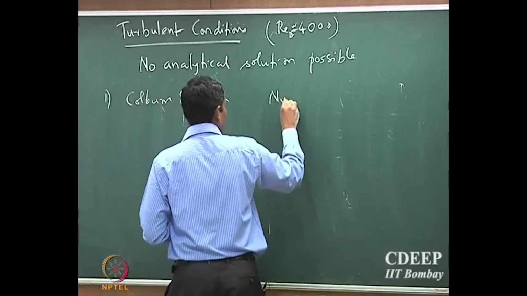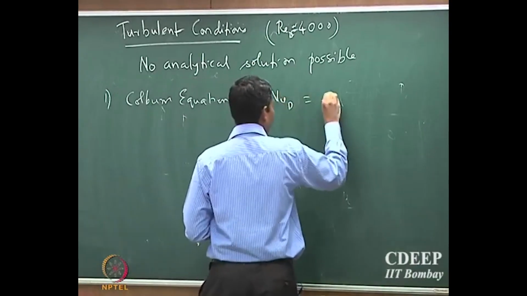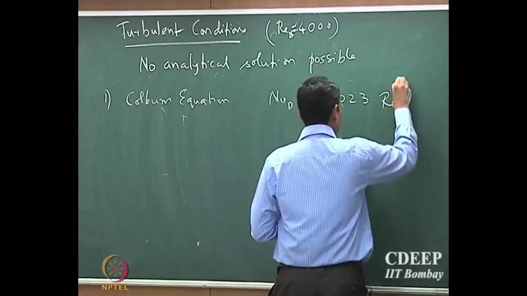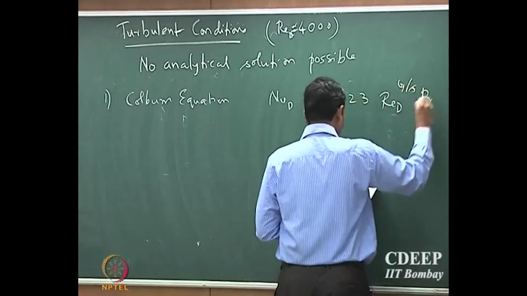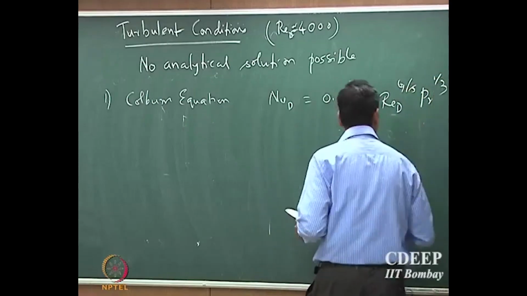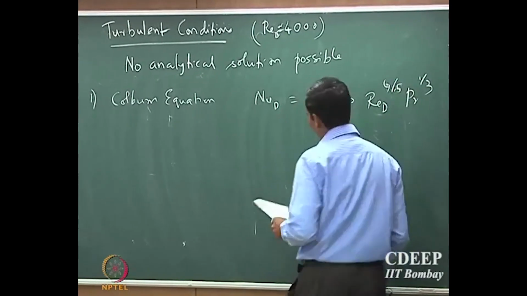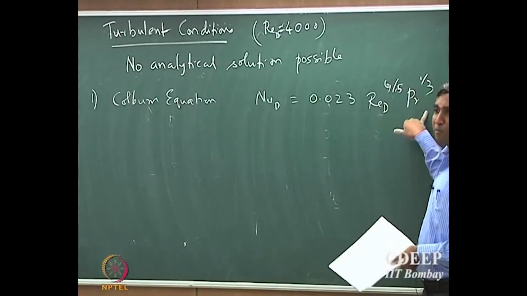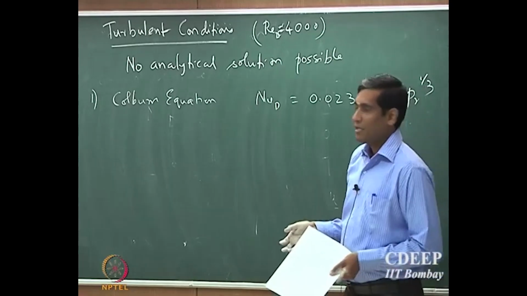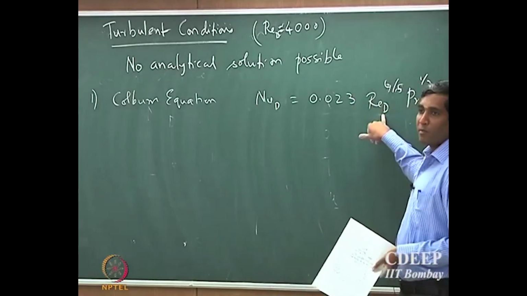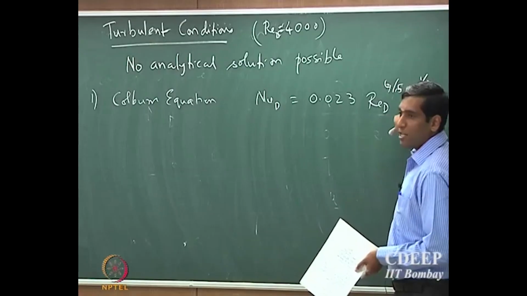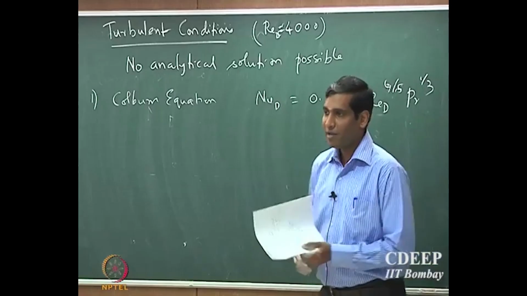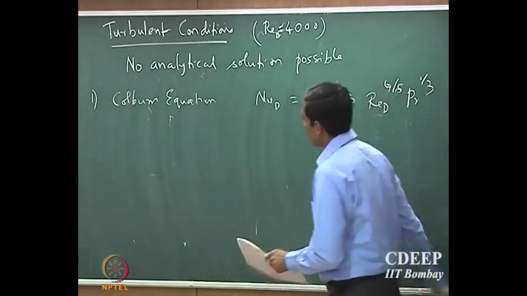So the first correlation is called Colburn equation, where Nusselt number is given by 0.023 Reynolds to the power of 4 by 5 times Prandtl number to the power of 1 by 3. So, remember that you start seeing this product of Reynolds to Prandtl because Reynolds number dependence comes from the flow and the Prandtl number actually comes from the temperature gradient at the boundary, okay, or the interface between the fluid and the solid.